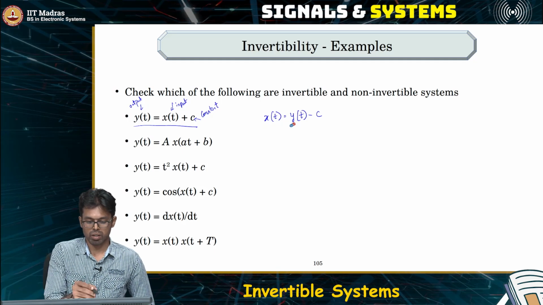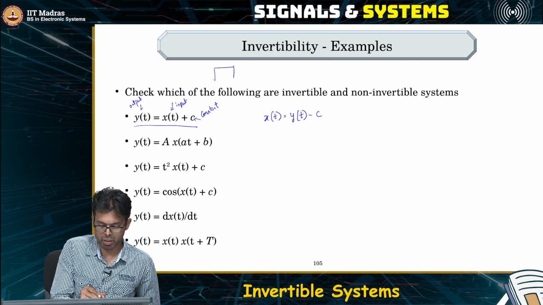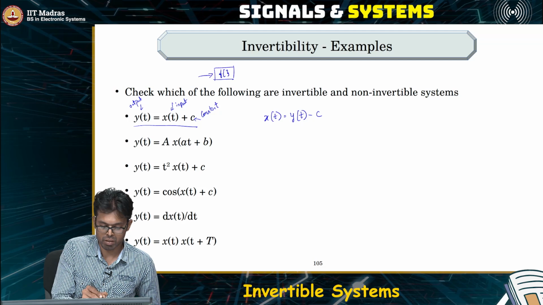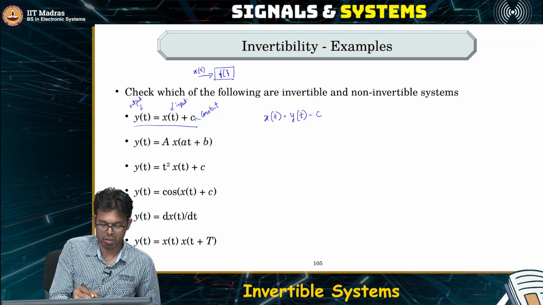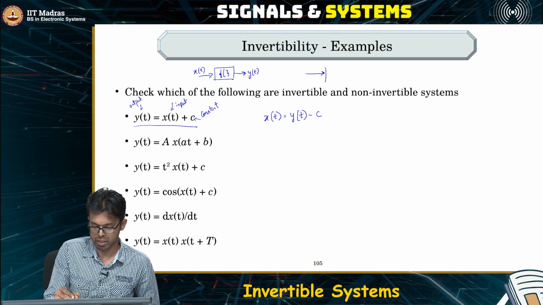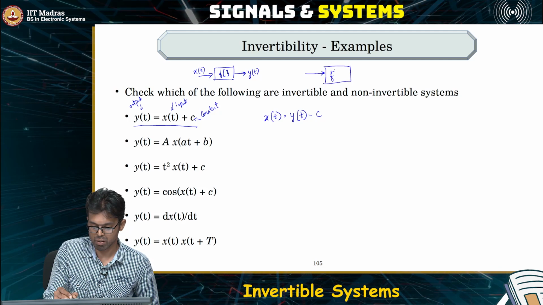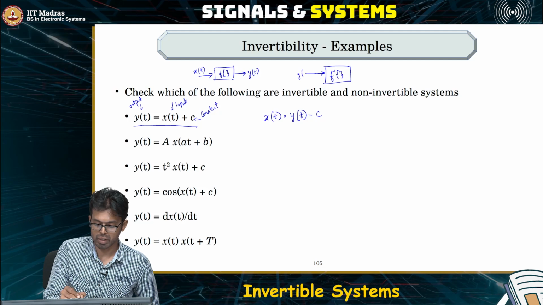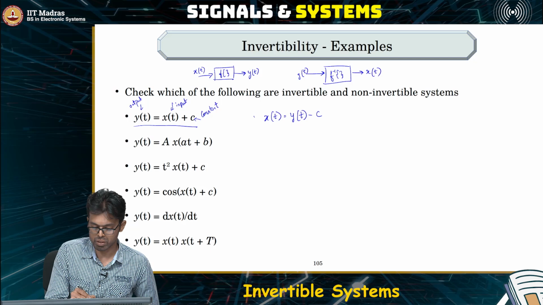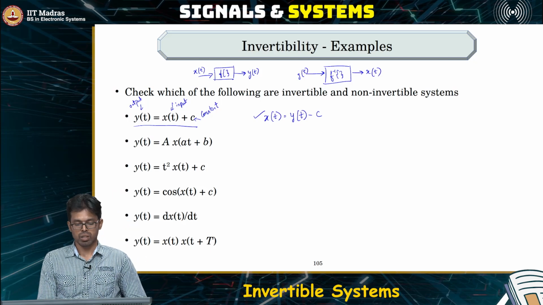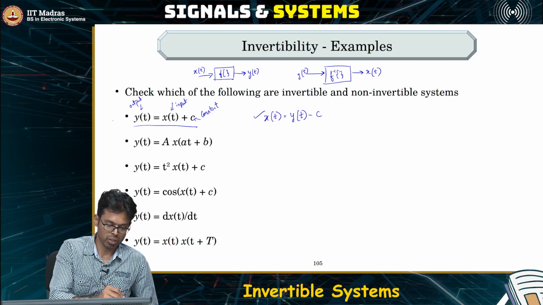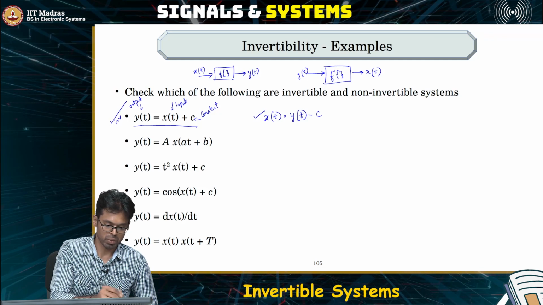So here, if you think of the system as some f, this is x of t and this is y of t. The inverse system in this case takes in y of t and produces x of t according to this equation. Okay, so this inverse is possible and hence this is an invertible system.